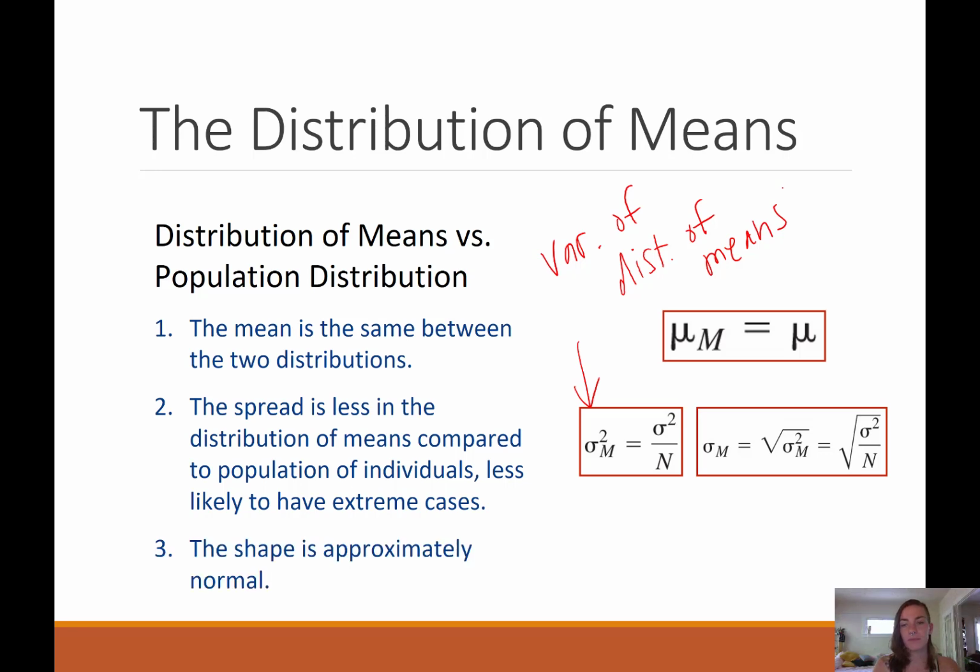And I know finally that the shape will be approximately normal, or I need the shape to be approximately normal, and it will be as long as the population is approximately normal, or as long as my sample size is greater than or equal to 30.